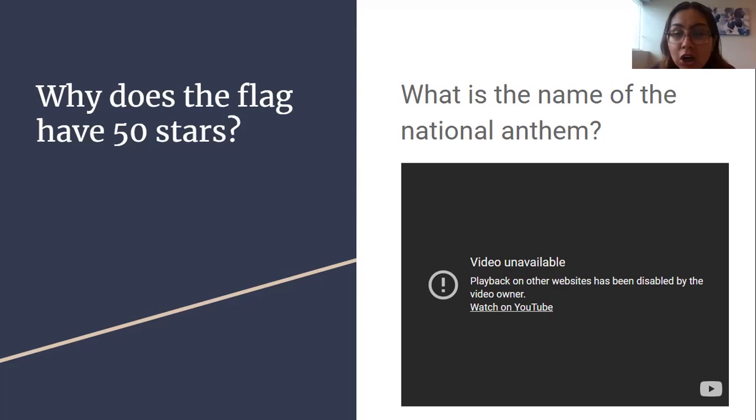But it is called the Star-Spangled Banner, and it's nationally known. When it's sung at any event, it's a very respectful and honorable thing. So if you were to go to an event and they were playing the national anthem, you would stand with respect, looking at the flag and singing along to the Star-Spangled Banner, also known as the national anthem.